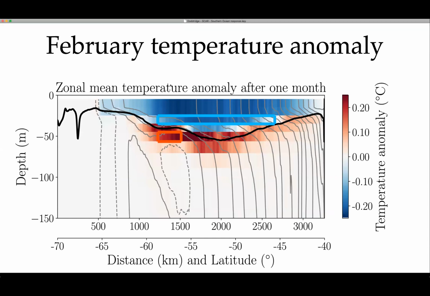And then we saw a pattern very similar to what we found in the observations. Cooling in the mixed layer, warming just below the zonal mean mixed layer depth. But because this is model world, we can now diagnose a heat budget.